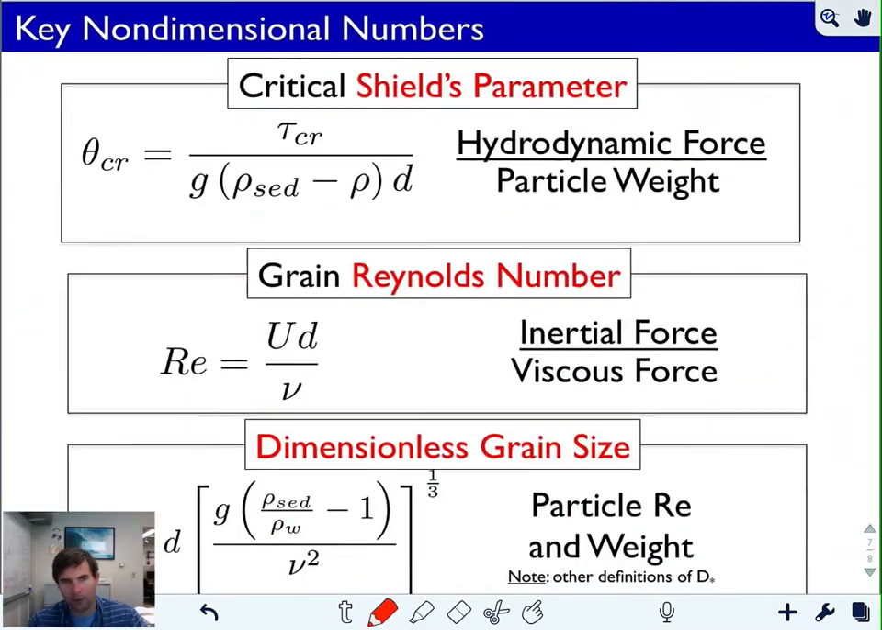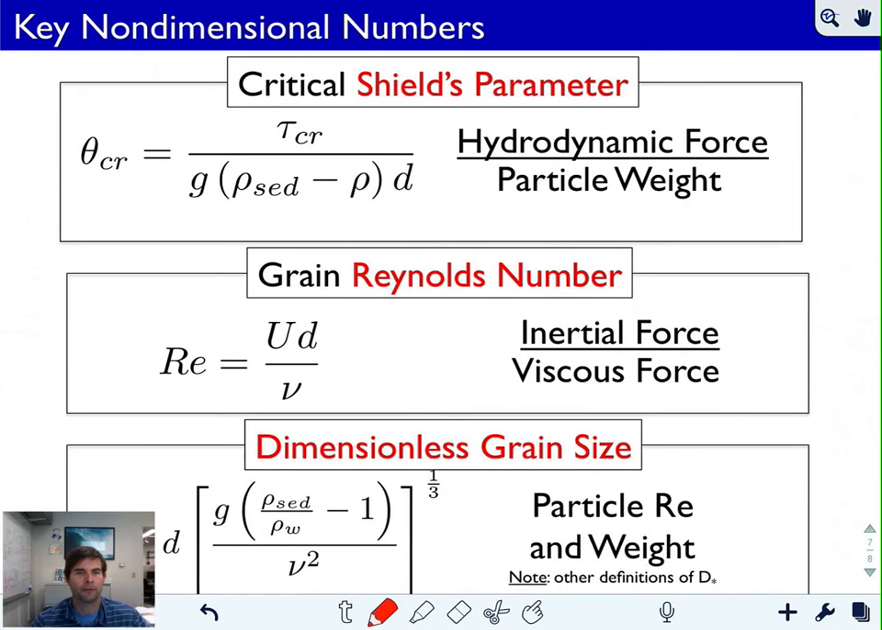Some key non-dimensional numbers associated with sediment transport. One is the critical Shields parameter, which is basically a ratio of the hydrodynamic force that's going to be imparted on the sediment, that is the critical shear stress, the shear stress needed to erode the sample out of the bed, relative to the particle weight. The particle weight, so basically the weight of the sediment, is largely trying to keep it in the seabed. And so these two things are fighting against each other to see if the particle is dislodged or not, essentially. That's the critical Shields parameter.